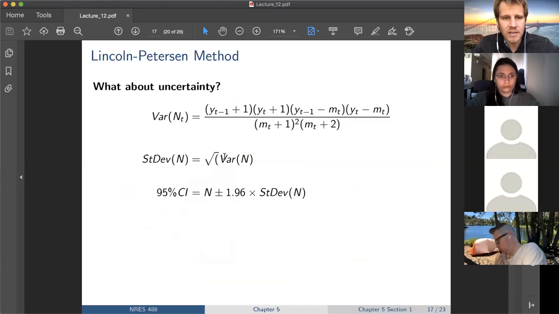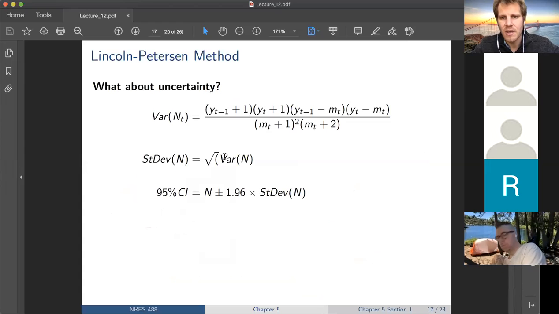Now, uncertainty is a fairly daunting looking equation, but as long as we keep track of what everything is, it's just adding and multiplying and dividing. We do have a power in there too. But Y of t minus 1, the number captured on your first attempt plus 1, Y of t is the number captured on your second attempt plus 1, times Y of t minus M of t, times Y of t minus 1 minus M of t, and then M of t plus 1 squared times M of t plus 2.